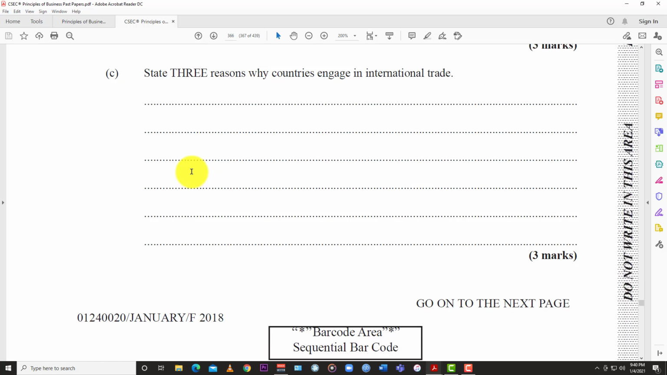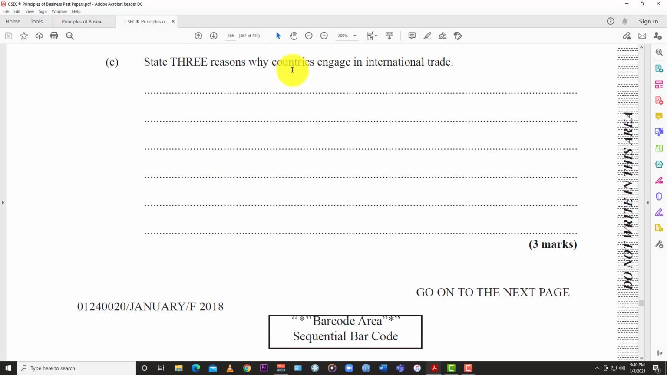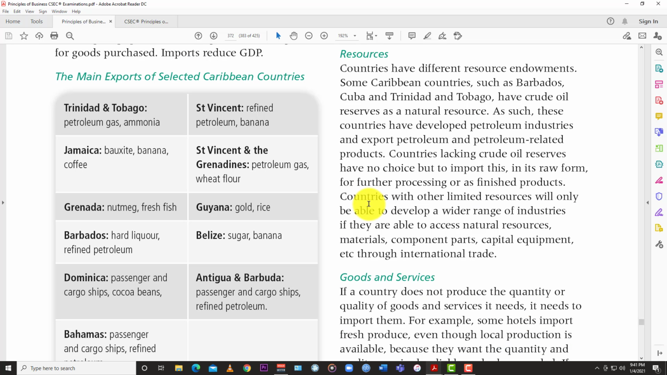And then we have C, state 3 reasons why countries engage in international trade. So why do countries engage in international trade? And this one's a little self-explanatory. And by self-explanatory, what I really mean is that it's a very commonsensical one.